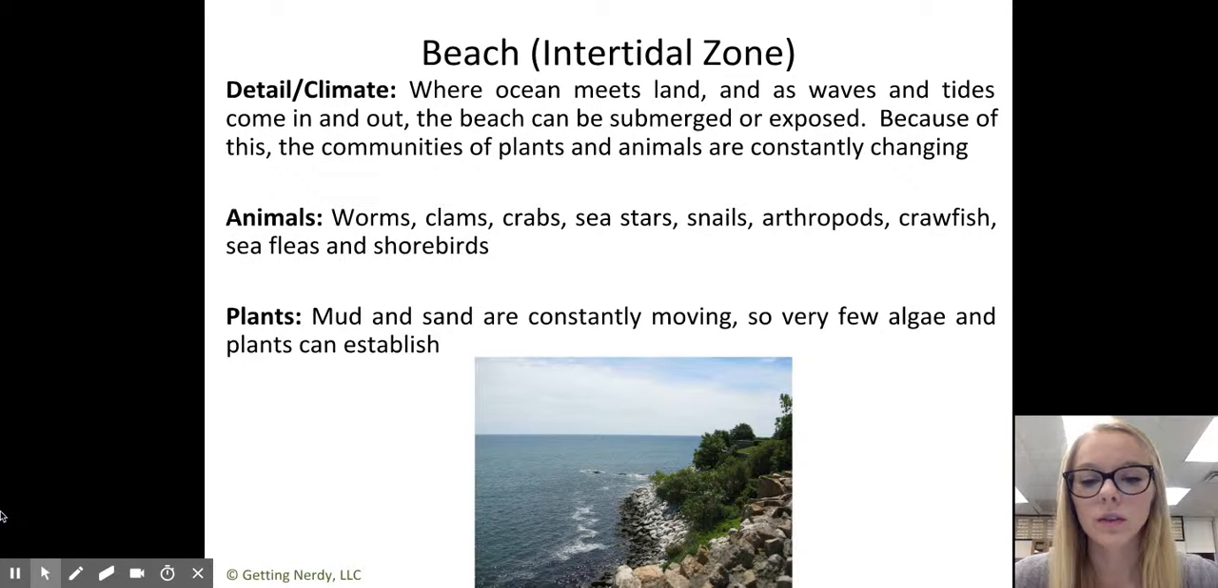Intertidal zones are where the ocean meets land. As waves come in or out, the beach can be exposed or submerged. Worms, clams, and sea fleas are popularly known for these biomes, and you are considered lucky if you find a sea star. Mud is constantly moving, making it difficult for few algae plants to establish themselves in the soil.